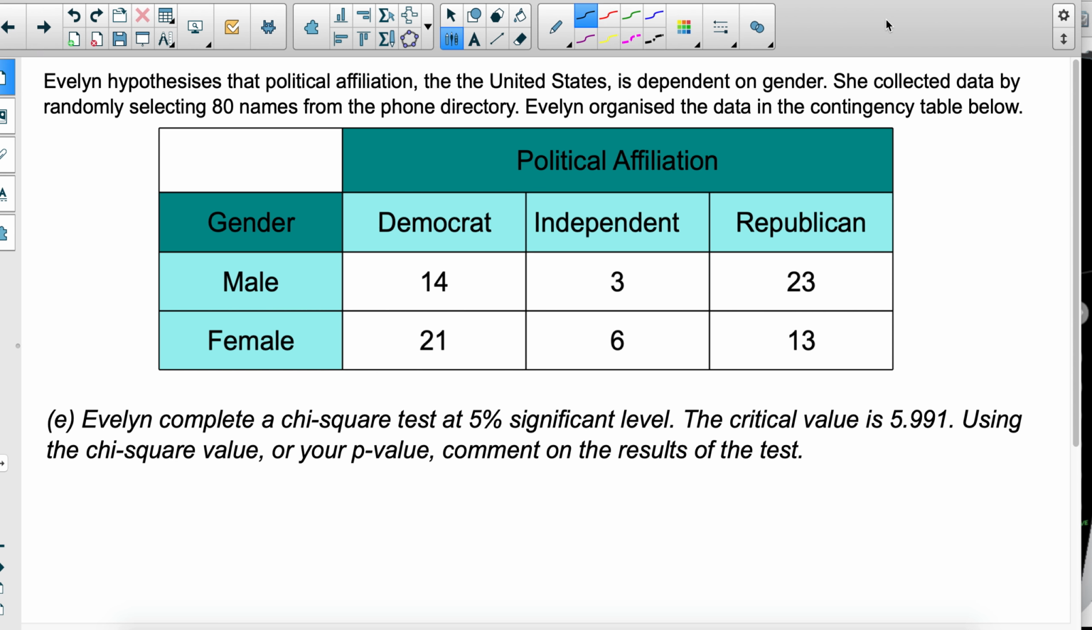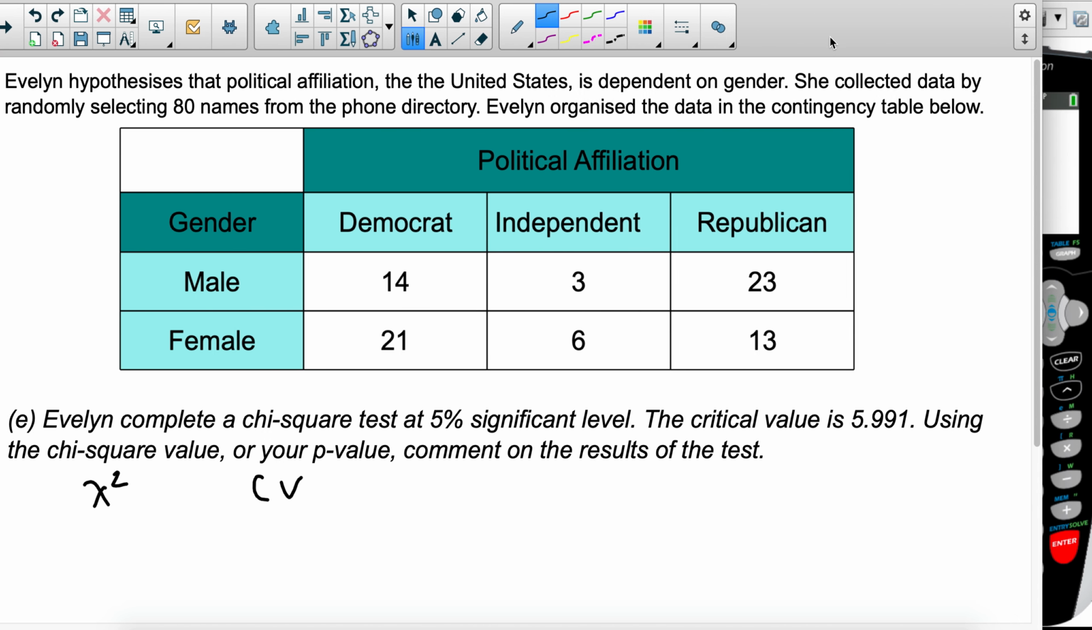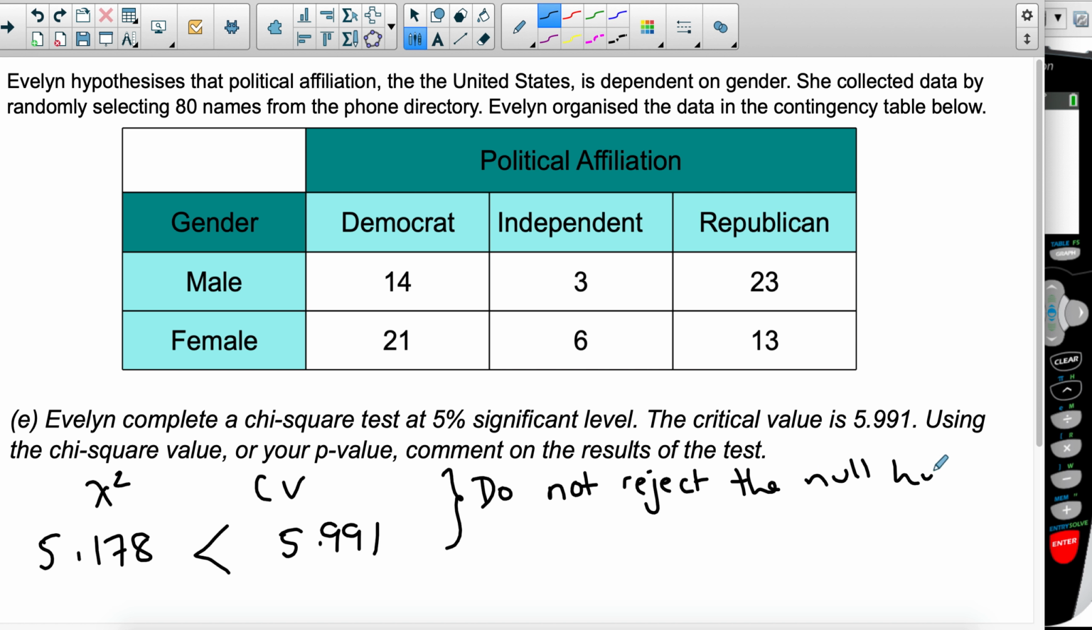Now, what you have to do is compare your chi-square value to the critical value. So the chi-square value was 5.178, and I have the critical value, which is 5.991. Now, since the critical value is bigger, because the critical value is bigger than my chi-square value, the conclusion is, which is you answering comments on your results, we do not reject the null hypothesis.